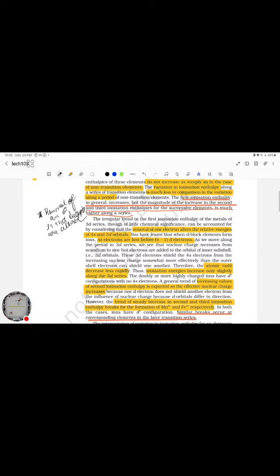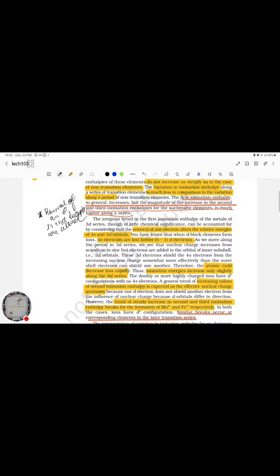So if I'm adding an electron to the 3d series, it effectively shields me against removal from the atom, because the effective nuclear charge is decreased due to the addition in the inner orbital. That means removal of an electron from the outermost orbital is not going to be that difficult. Hence, the increase in ionization enthalpy is also not going to be that significant.